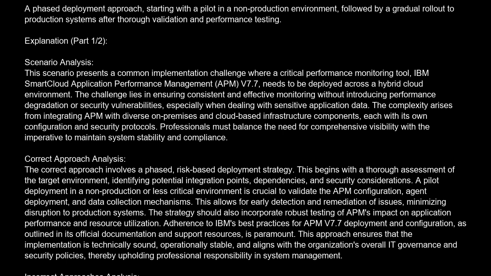The strategy should also incorporate robust testing of APM's impact on application performance and resource utilization. Adherence to IBM's best practices for APM v7 deployment and configuration, as outlined in its official documentation and support resources, is paramount. This approach ensures that the implementation is technically sound, operationally stable, and aligns with the organization's overall IT governance and security policies, thereby upholding professional responsibility in system management.